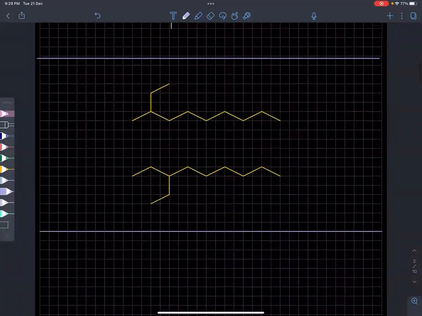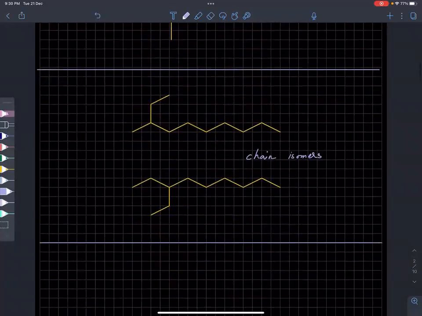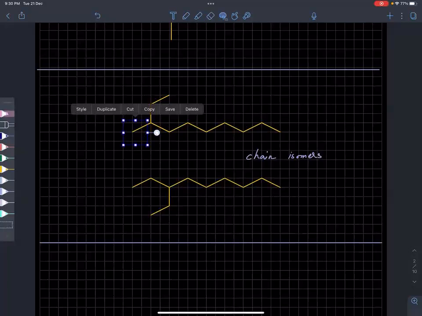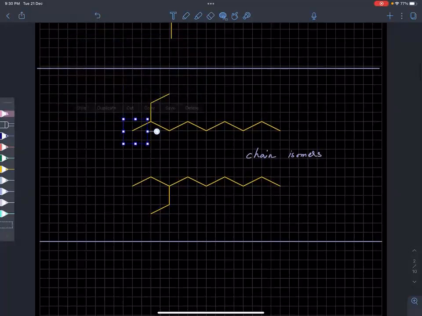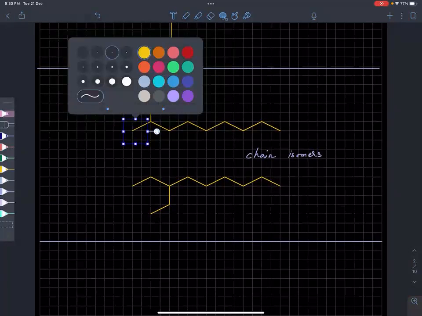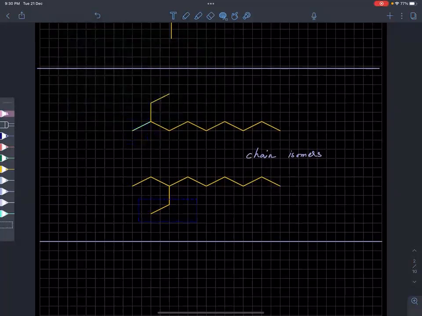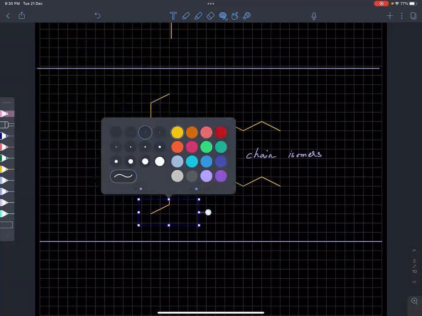What about these two? Chain isomers. These are chain isomers. Why are these chain isomers? Because the longest chain is different. The parent chain is different, okay? Now, this is the substituent here, this methyl. Here the substituent is ethyl, okay?